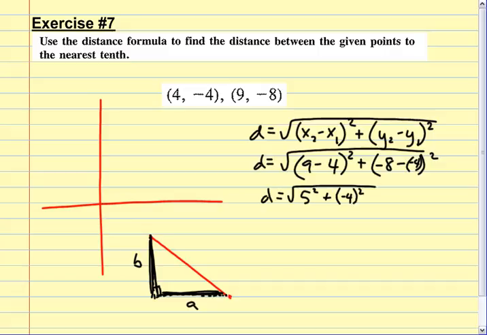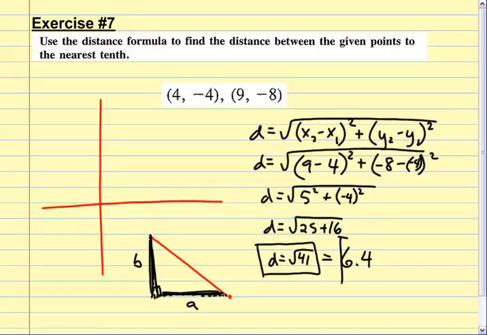Okay. So now our distance is going to equal the square root of 25 plus 16. So our distance is equal to the square root of 41. And 41 is prime, so I can't break it down. So I'm just going to leave it as the square root of 41. This is the nearest tenth. Oh, to the nearest tenth. So it'd be 6.4. Is it 6.4? Does that make sense? 6.4. There we go, to the nearest tenth.